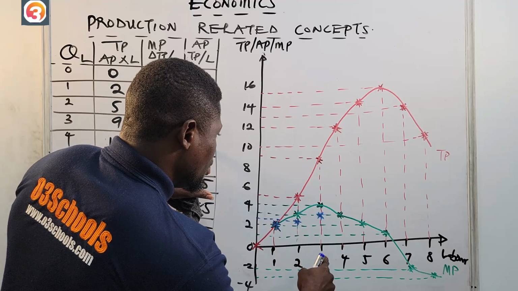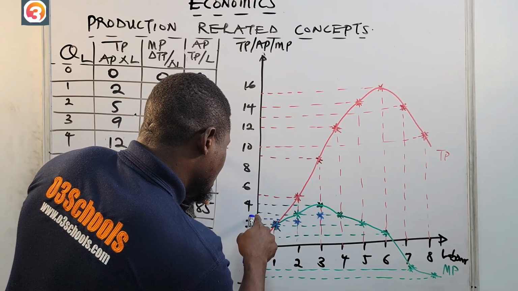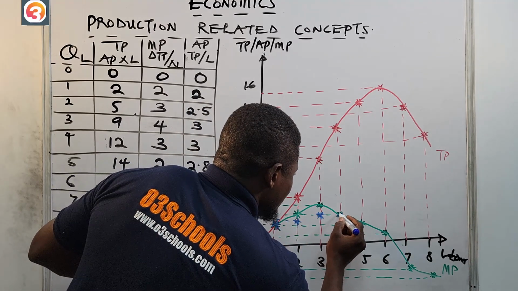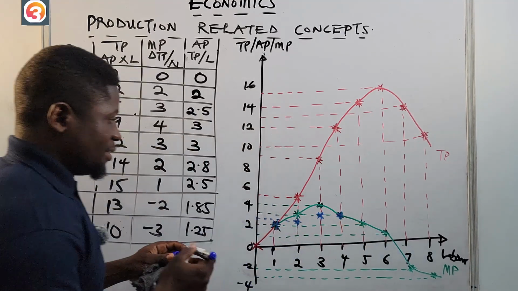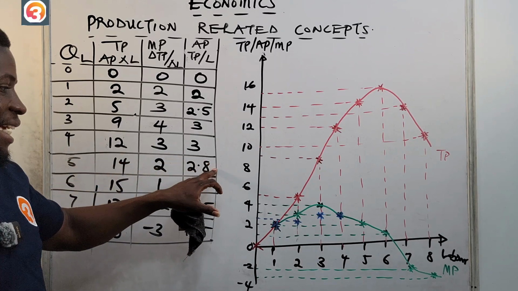So where's our labor 4? Okay, so where's our 3 on this AP? This is 3 here. Okay, so this is our 3. We trace it to meet here. All right, so it means this point. Okay, now when it was 5, it was 2.8.